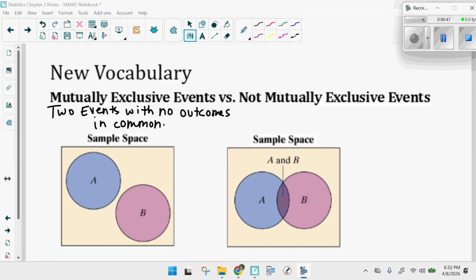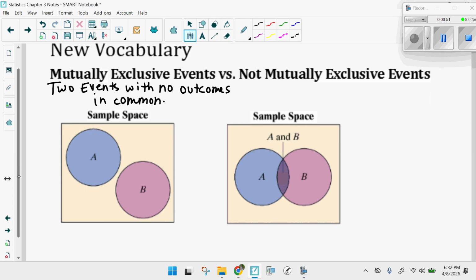In a deck of cards, if I asked you with one draw to pick out a jack, so event A is a jack, and event B is getting a king, there's no way that you can take one card out of the deck of cards and have it be both a jack and a king. So they have no common outcomes. And so it's impossible to do that set of events.